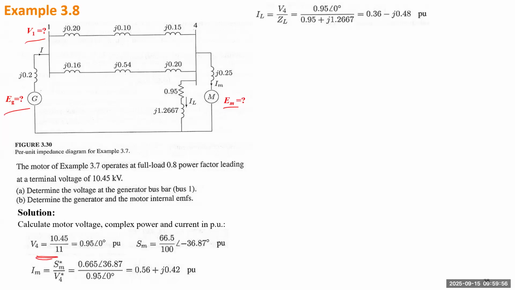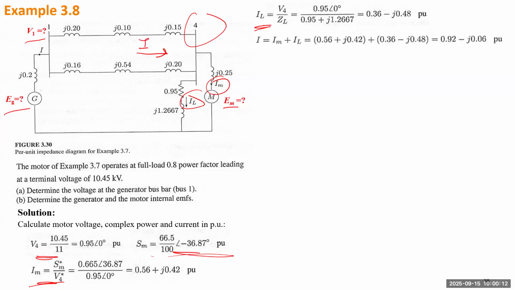It gave you the voltage at bus 4. That's what the example gave you. It also gave you the power, so you can calculate the current, and from this current, you can also calculate this current, and then you can get the total current. It's pretty straightforward, like a circuit calculation.